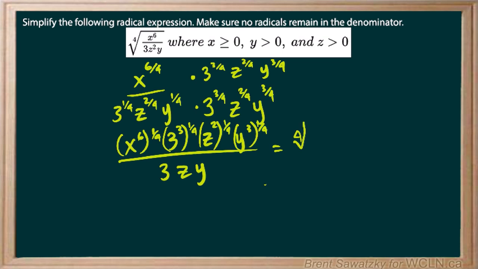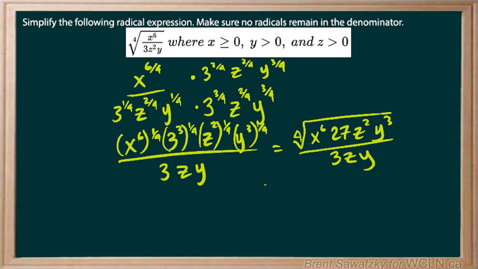Let's put it back in this format, and we would have x to the 6. We would have 3 to the 3, which is 27. We would have z squared, and we would have y cubed. All right, and that's all over 3zy.